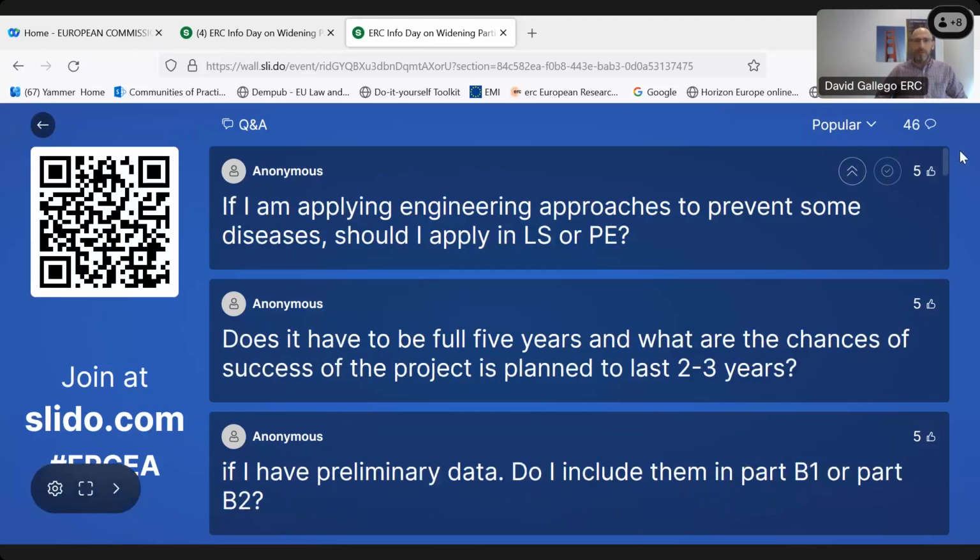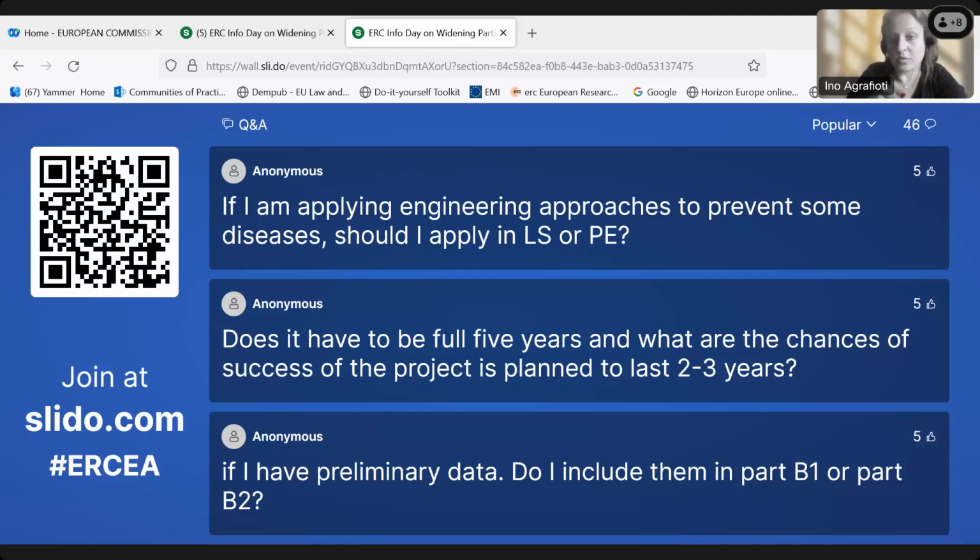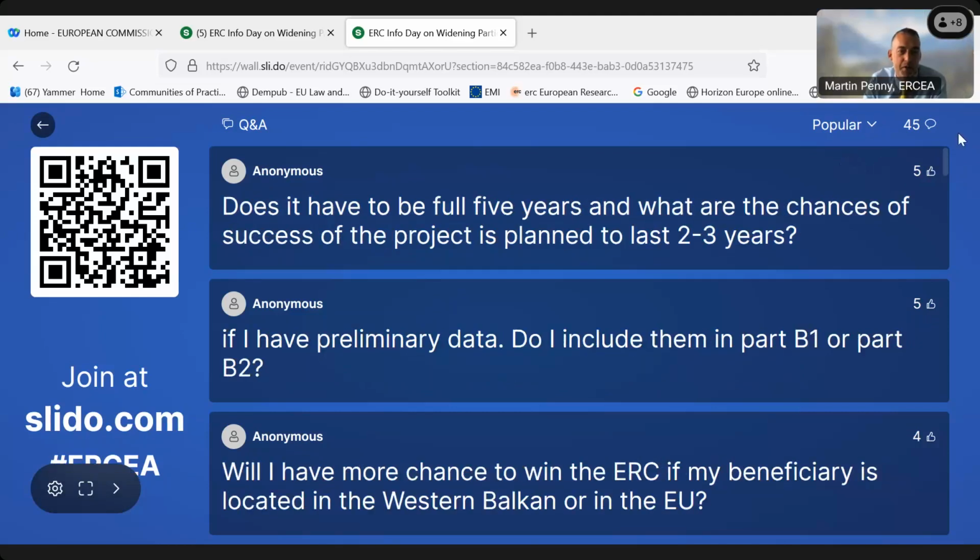Thanks, David. I come back to you. If I'm applying engineering approaches to prevent some diseases, should I apply in LS or in PE? It depends on where the innovation is. If the innovation is in the engineering approach itself, I would say you go to PE. If the innovation is using an engineering approach that has never been used in a specific disease, then the LS people will better understand the impact and the implication. They will know more about the disease. So I would say go to LS. Thank you. Indeed, it's about which panel members will be most excited on the most innovative part of your proposal.